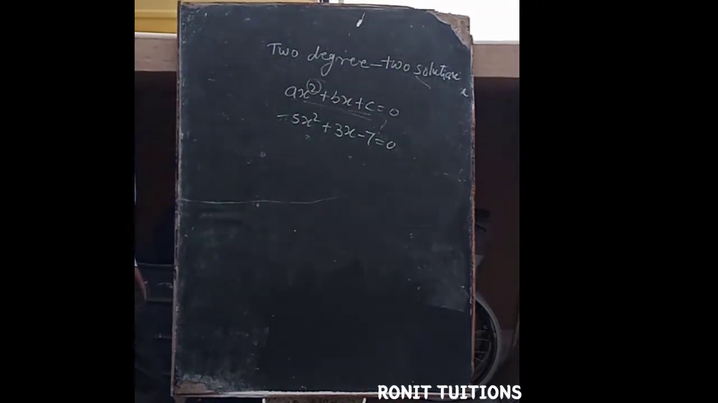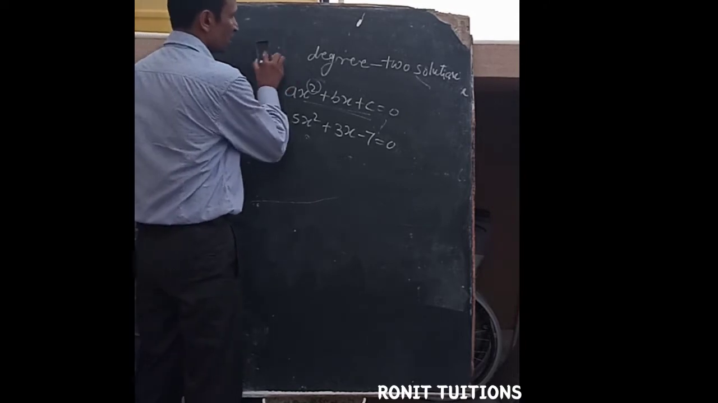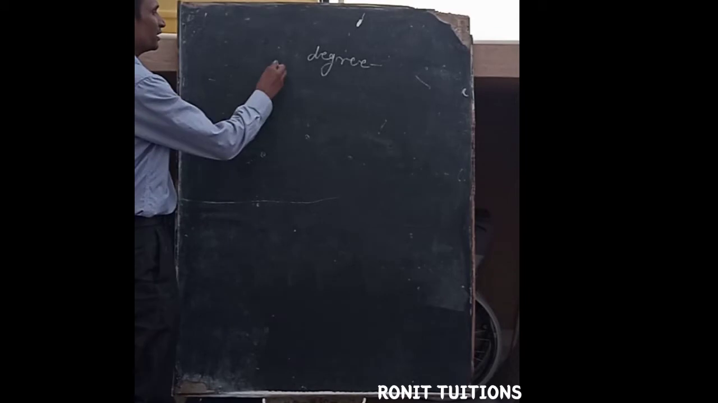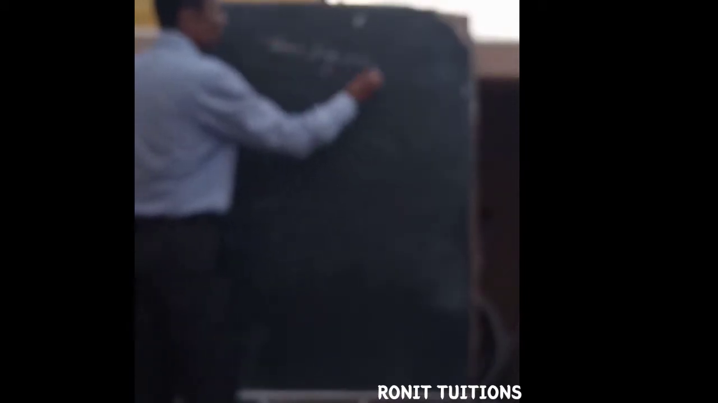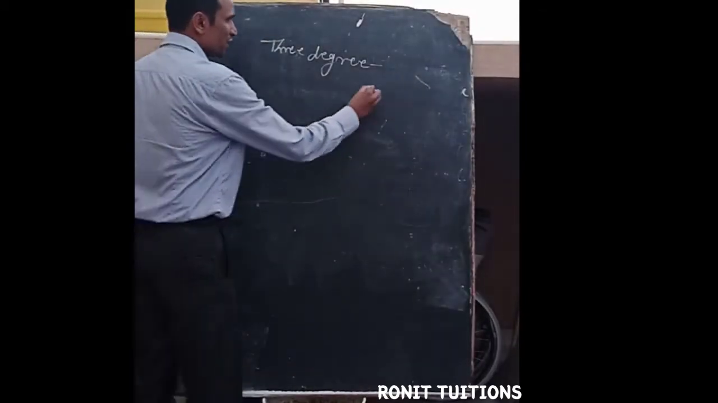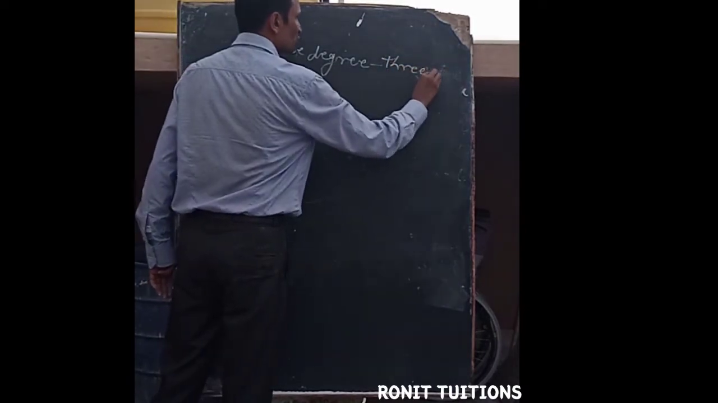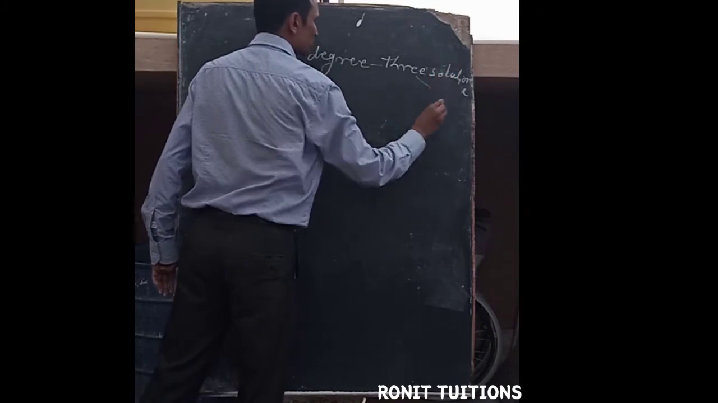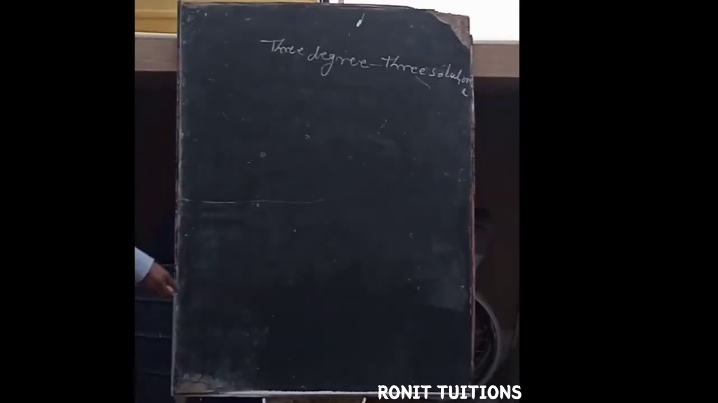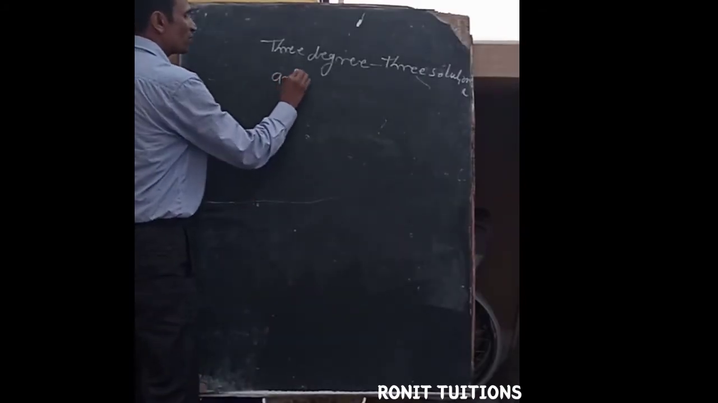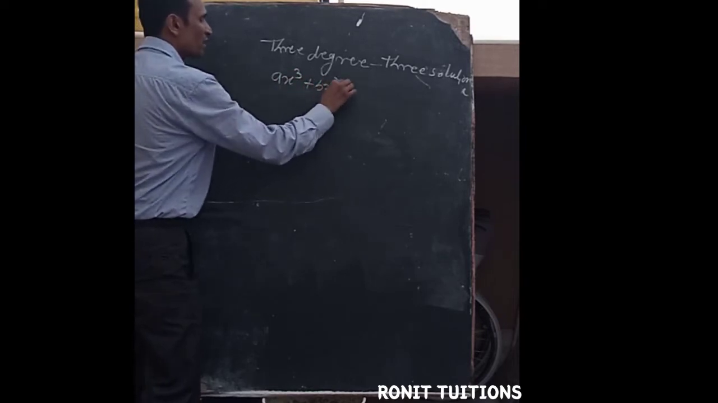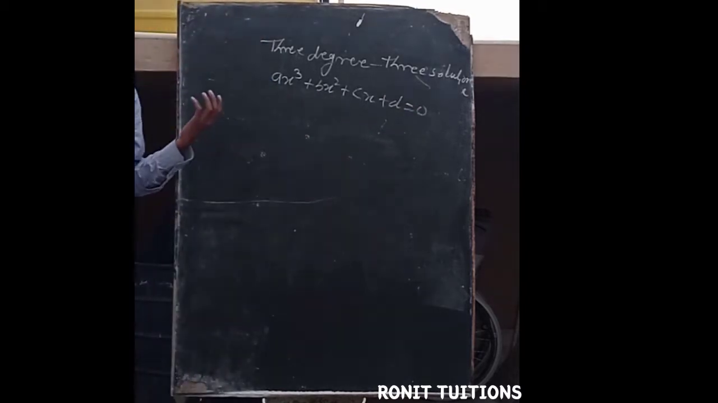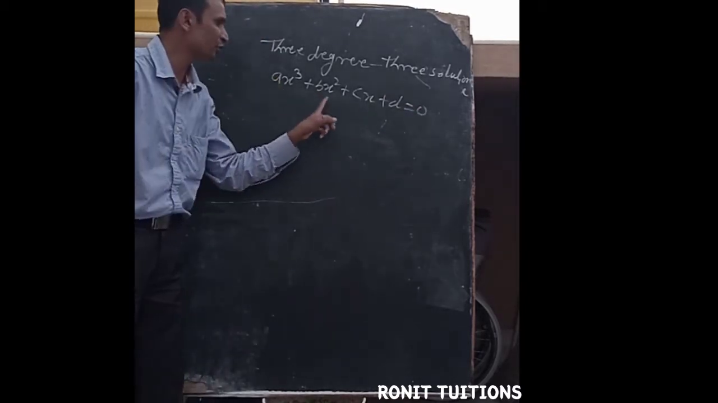Okay, next we are going to 3 degree polynomials. 3 degree polynomial, how many solutions will come there? 3 solutions will be there. In that, the general form will be like this: ax power 3 plus bx square plus cx plus d is equal to 0. This is called the standard form of the 3 degree polynomial.